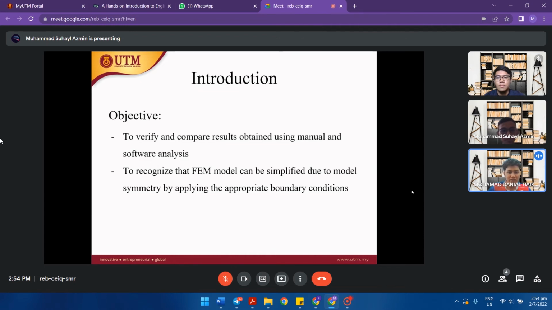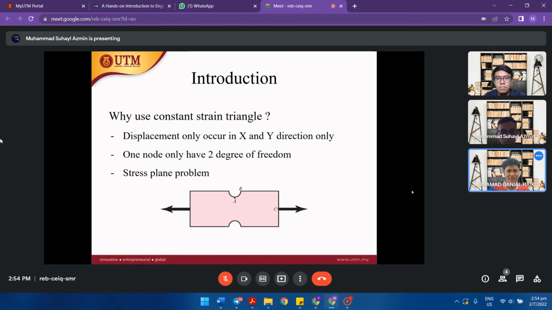The objective of this project is to compare the manual calculation and software analysis. The second objective is to recognize that the finite element method model can be simplified due to model symmetry by applying appropriate boundary conditions. Next, in this project, we need to analyze the deformation of a notch thin plate in x and y direction. The suitable method used to analyze this object is the constant strain triangle method.